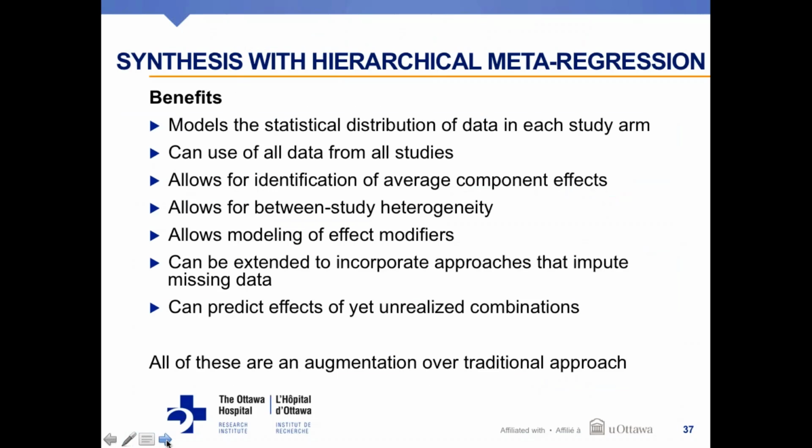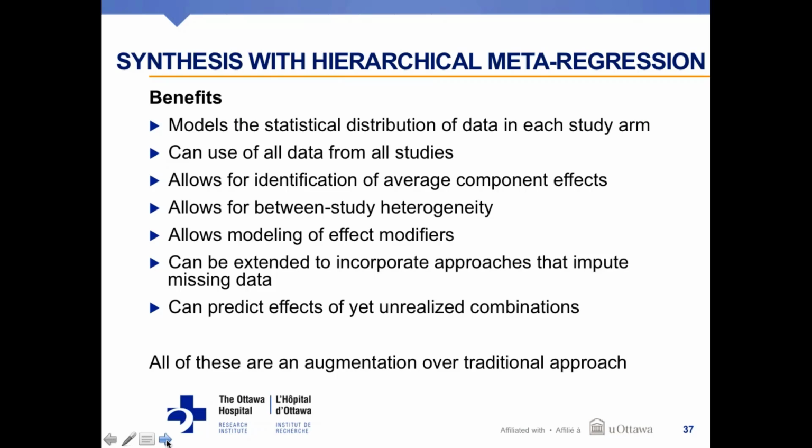So synthesis with hierarchical meta-regression, we consider them to have several benefits. It allows us to include and model the distribution of the data within each study, within each study arm, and allows us to use all the data from all the studies, which in turn allows us to identify that average component effect for each component of interest. It also allows us to model the potential effect of effect modifiers and can be extended to incorporate really good approaches for imputing missing data. But importantly, it can help us predict the effects of yet unrealized combinations.